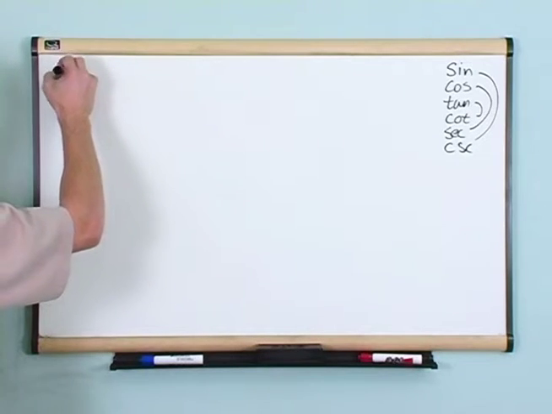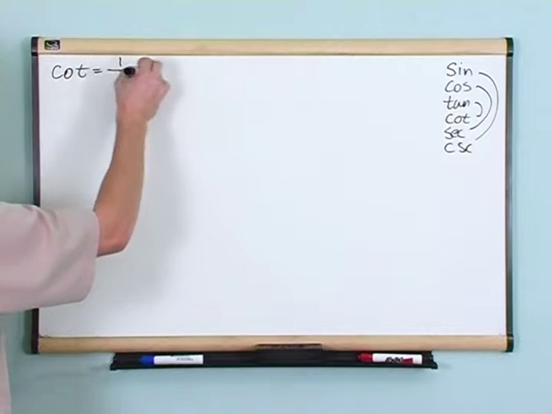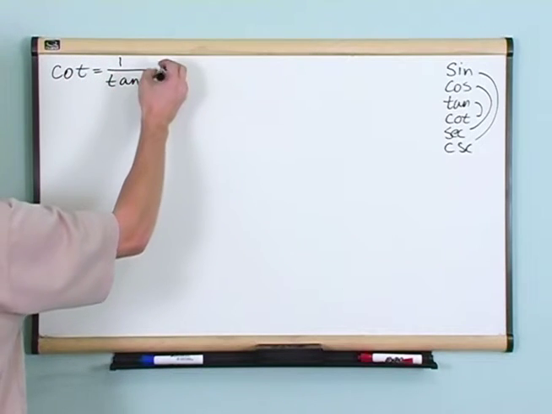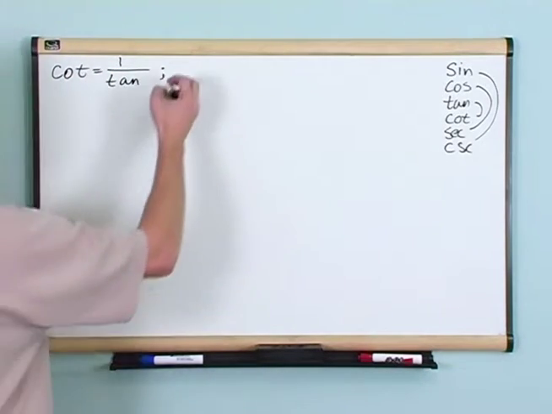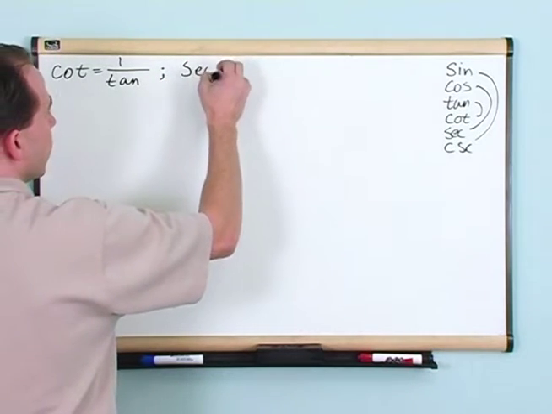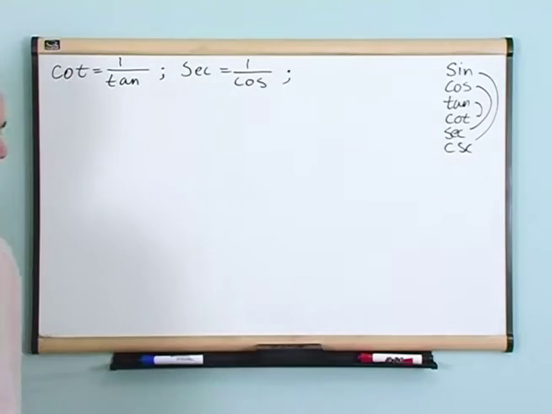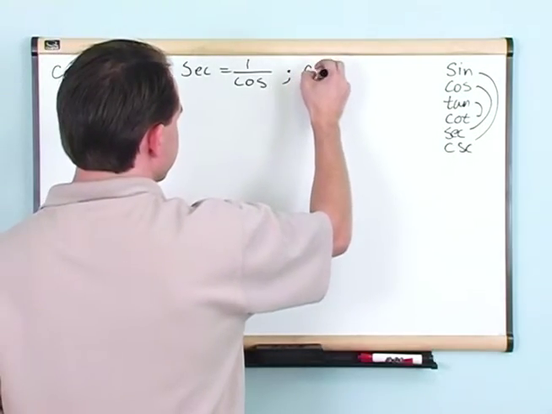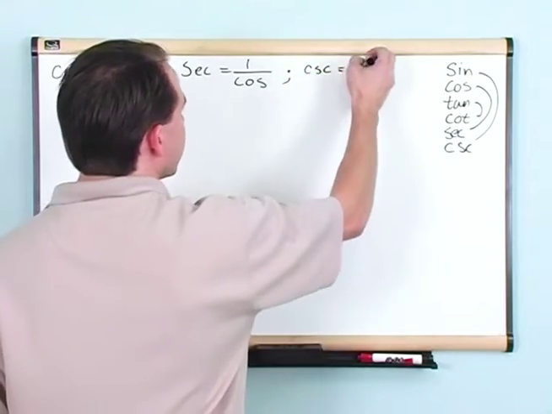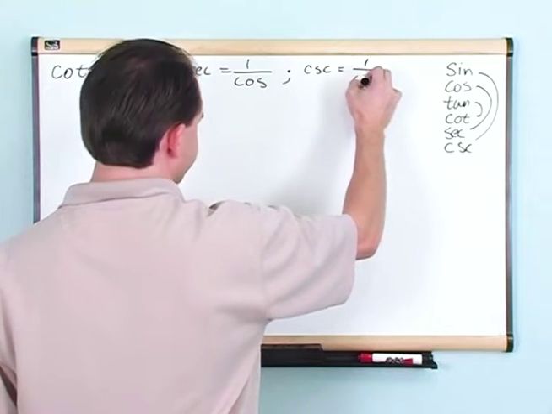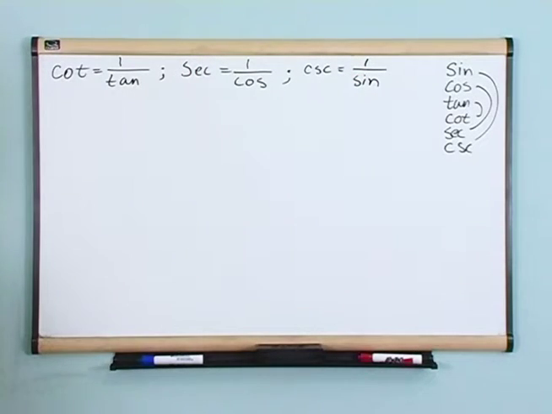So for instance, cotangent was equal to 1 over tangent. That was one of them we wrote down. Secant was 1 over cosine. That was another one we wrote down. And cosecant was 1 over sine. And we wrote that down. Okay? So these are identities.